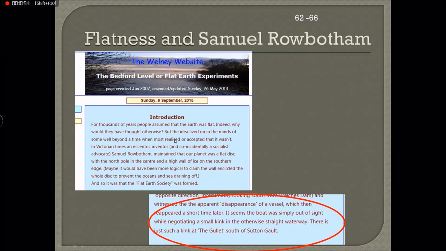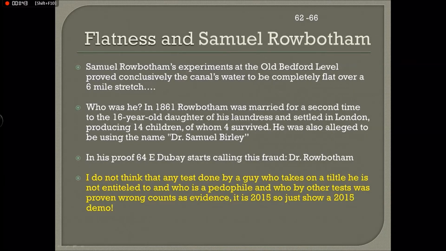Sorry. If you now go and look at the Welney website, that is the area where this canal is, and it's actually not a canal. If you go and read all the information that is there, it is simply a river which is pretty straight. And one of the experiments of Rowbotham was that the boat would disappear and then appear again, and it was sort of a dip. But if you now read that document there, it apparently wasn't a dip but a kink in the otherwise straight waterway. So it's not even completely straight. And you can actually look up the place where that kink was and how it caused the boat to disappear and later appear again.